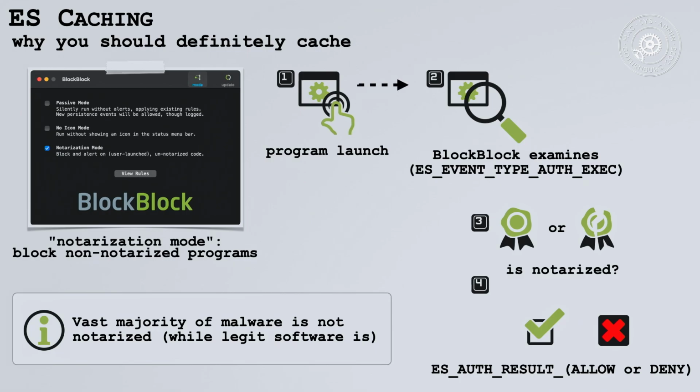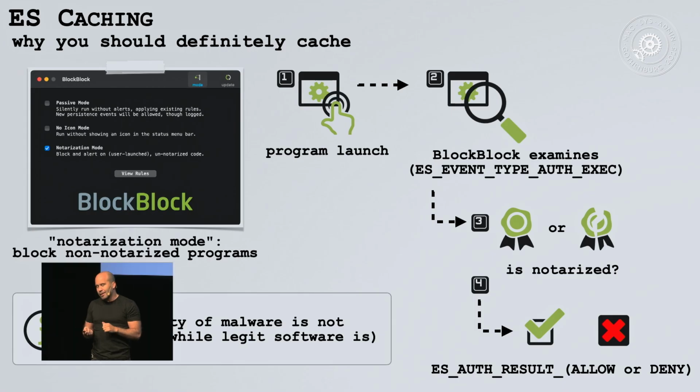So here's an example of why you should use caching, and when Patrick didn't use caching, and some of the challenges or issues it created. One of the tools I create is called Block, and it has a feature that I refer to as notarization mode. Notarization mode is super simple: it basically blocks any process from spawning if it's not notarized.